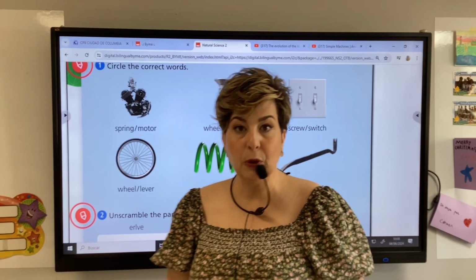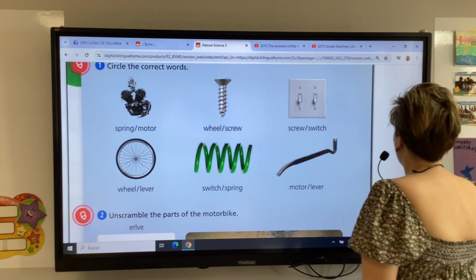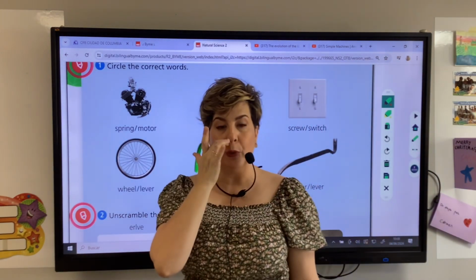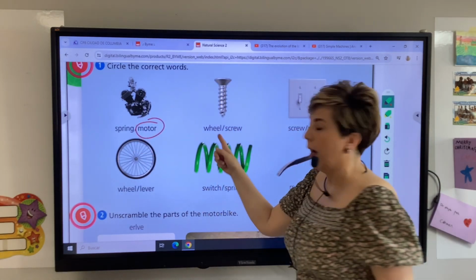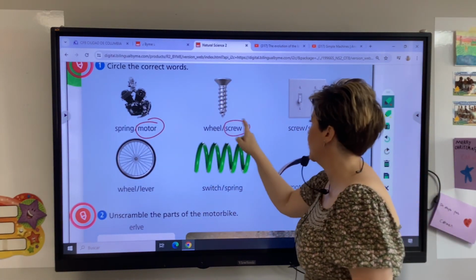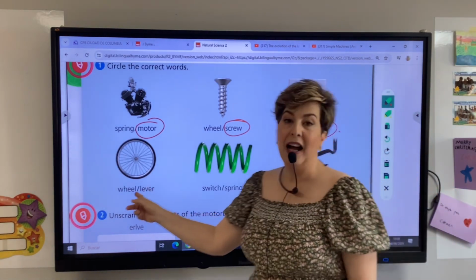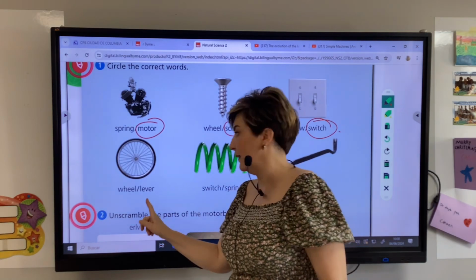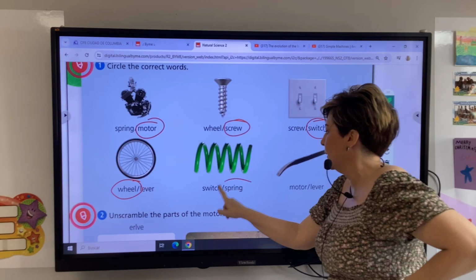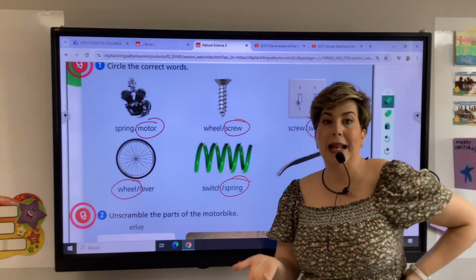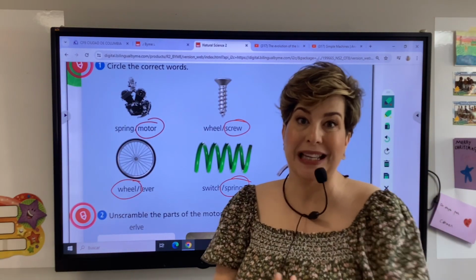Okay, some examples of machines that we have studied. Here we have, and you have two possibilities, a spring or a motor. You can see very well that is a motor. A wheel or a screw? A screw. A screw or a switch? A switch. A wheel or a lever? A wheel. A switch or a spring? Spring. And a motor or a lever? A lever. Okay, remember in British English you say lever.